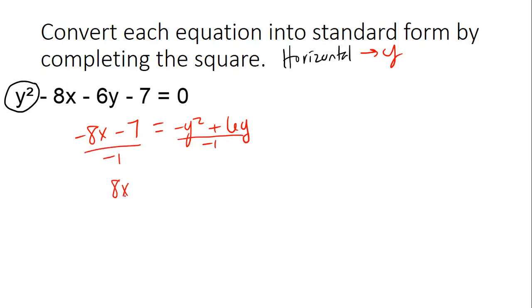So that gives me 8x plus 7 equals y squared minus 6y. Now I can complete the square. To complete the square, it's b divided by 2 squared. My b is 6. It would be something like 9. What do I add to one side?